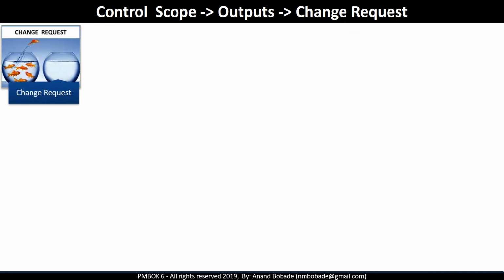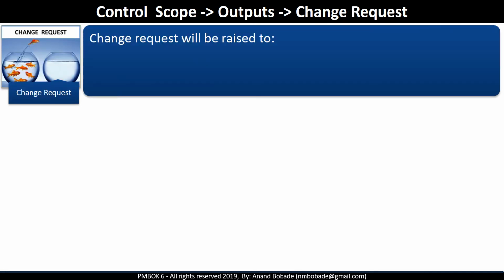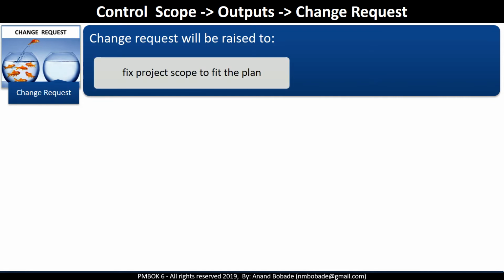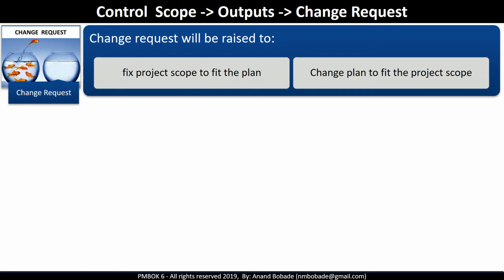Change request. A change request will be raised to fix the project scope to fit the current plan, or to change the current plan to fit the project scope, especially if the plan was found to be unrealistic. If the scope needs to be changed, then there will be a change request outlining which scope item needs to be changed. If the plan needs to be changed, any of the subsidiary plans like the scope management plan and various other baselines may get changed.